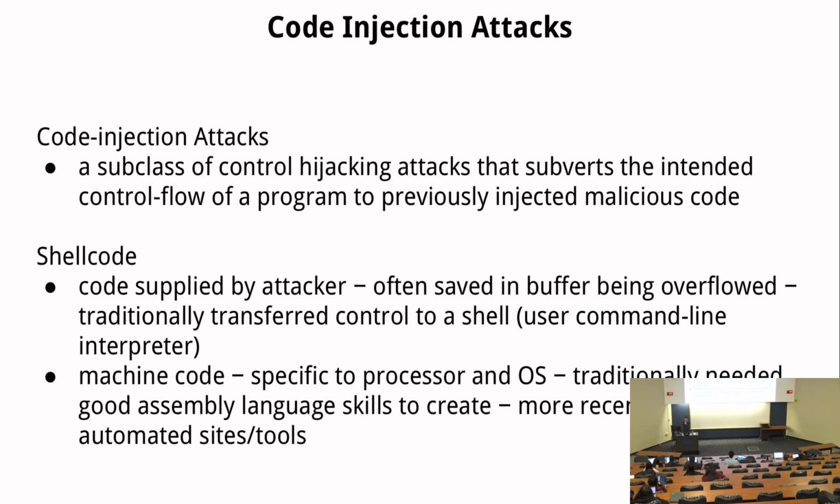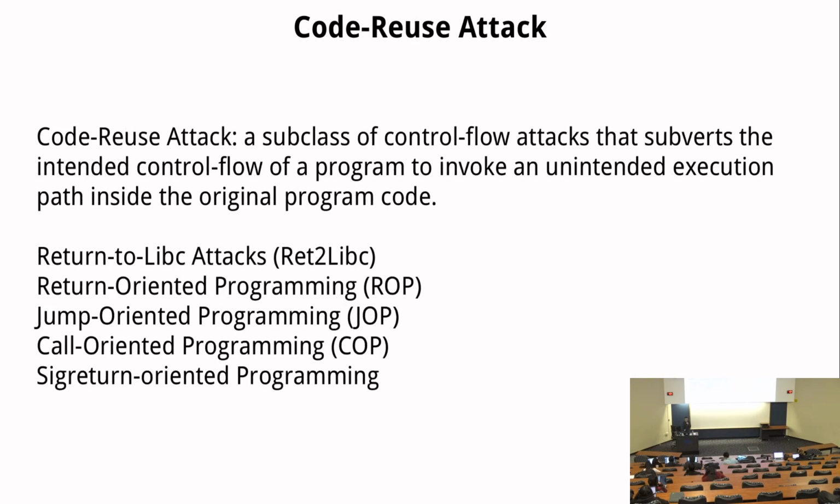There is a bit in the memory management table to show whether this part is executable or not. Because of that, code injection attack doesn't really work. That's why attackers need a new class of attack. This is called the code reuse attack.